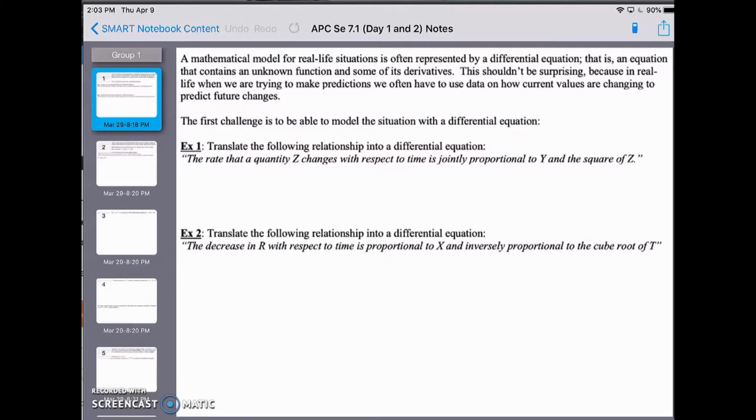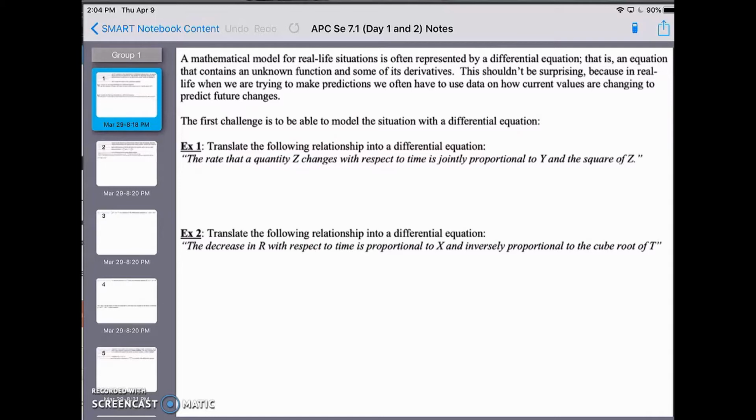This is Chapter 7, Section 7.1, and this is a combination of the Day 1 and Day 2 notes. Today we're going to begin by talking about mathematical models for real-life situations and how these are often represented by differential equations. That is, an equation that contains an unknown function and some of its derivatives.